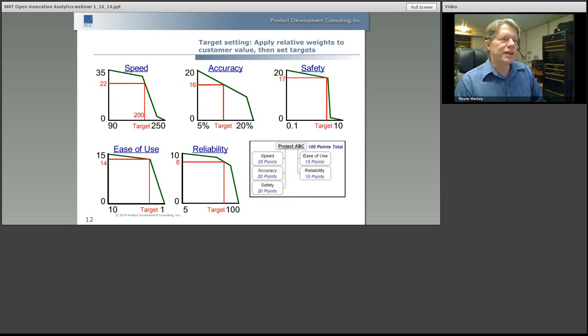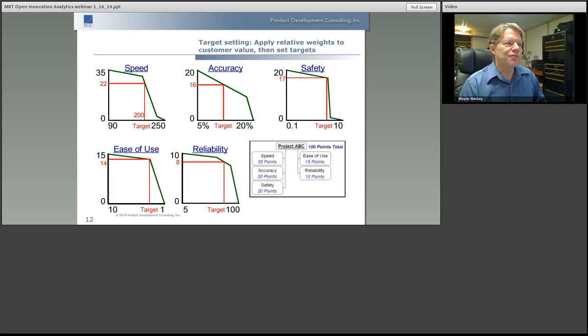So let's take an example of this in terms of target setting. Let's say that we have a project. I call it Project ABC in this case. We've divided up the relative importance to the customer among 5 simple pieces. Now, in the real business world, this could be 25 or 30 different pieces as you break it down along WBS lines or things like that. But in this case, let's say we have a product that we're trying to get to market. Our speed curve looks different than our accuracy curve, which is different than our safety curve, our ease of use, and reliability. Each of them has a total weight based on the customer's weight, which is shown in the lower right-hand corner of the chart.